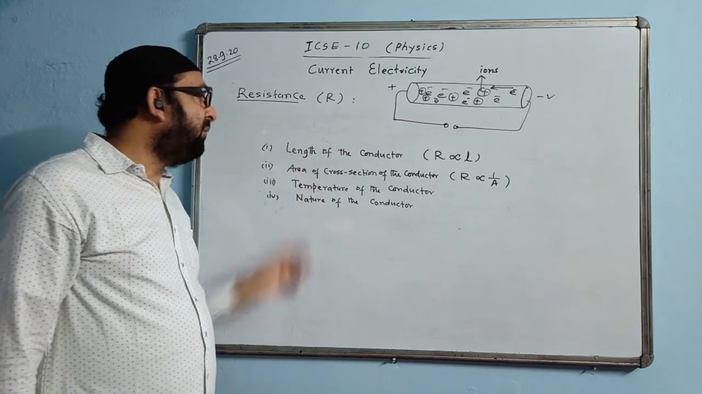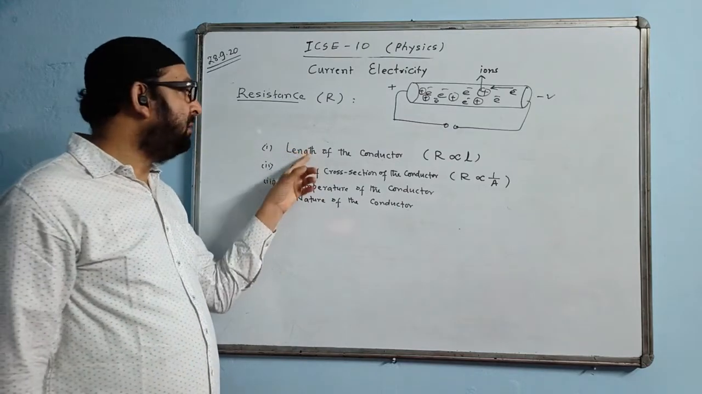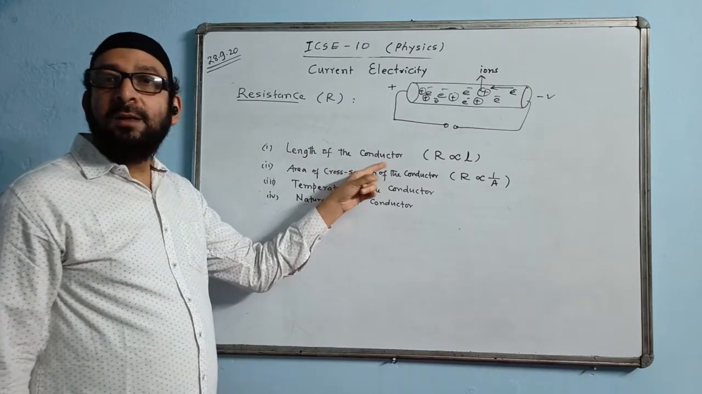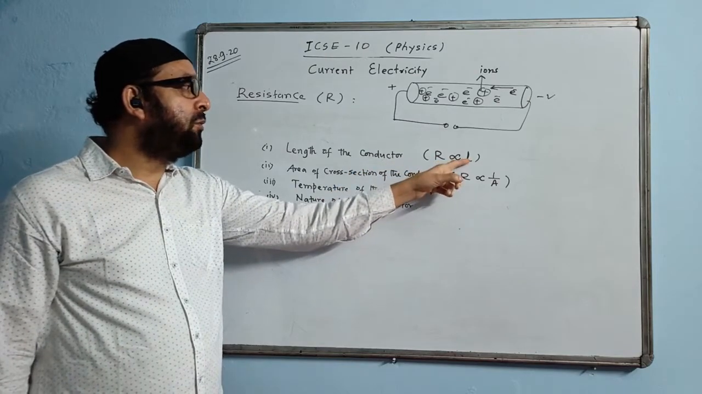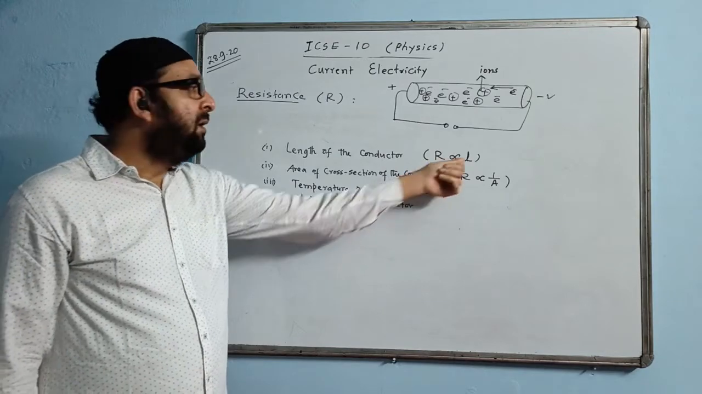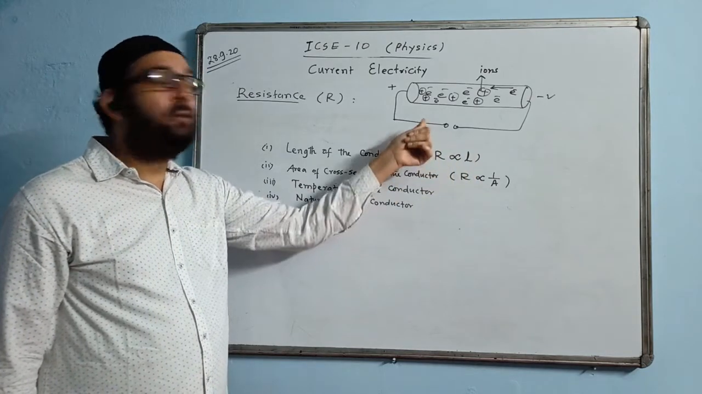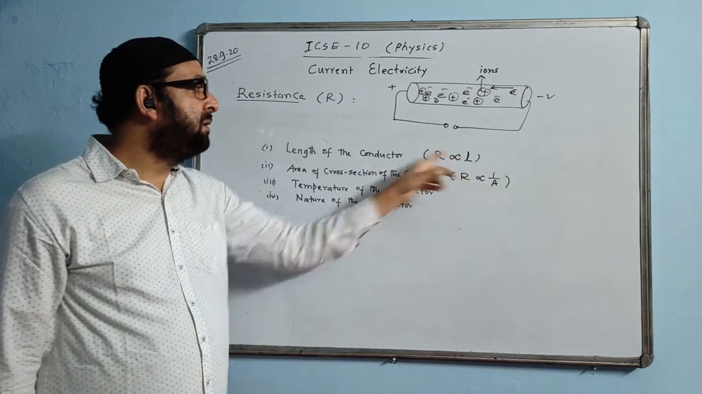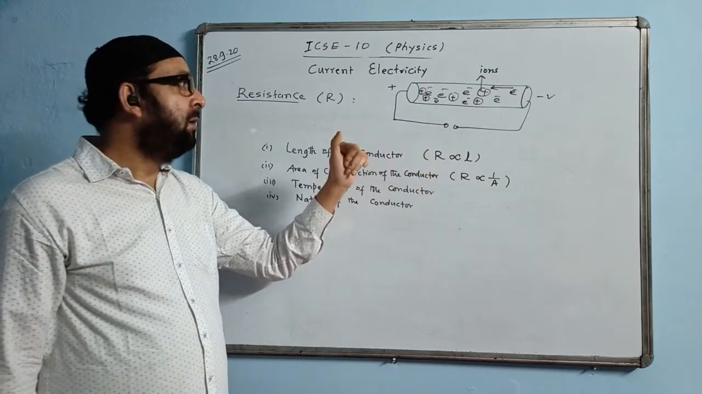Resistance depends on these four factors. Length of the conductor. How does it depend on the length? Directly proportional to the length. More the length, more the resistance. Less the length, less the resistance. When we increase the length, resistance also will increase. When the length decreases, the resistance will also decrease.